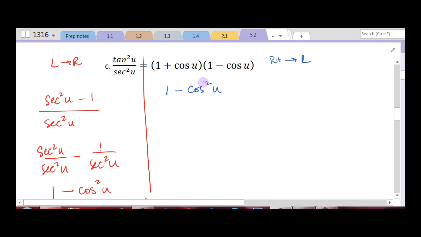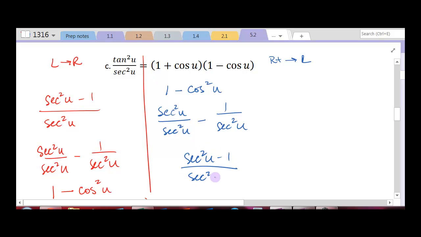Here I still have 1 minus cosine squared u. What else could I do in that case? Well, if I know that I have to ultimately get secant in the denominator, I need to start to realize that cosine and secant are related by their reciprocal identity. So what if I took this and rewrote that as secant squared over secant squared, because that's 1, minus 1 over secant squared. Now, since my denominator is the same, I can rewrite this as a single fraction, so it looks like secant squared u minus 1 all over secant squared u.